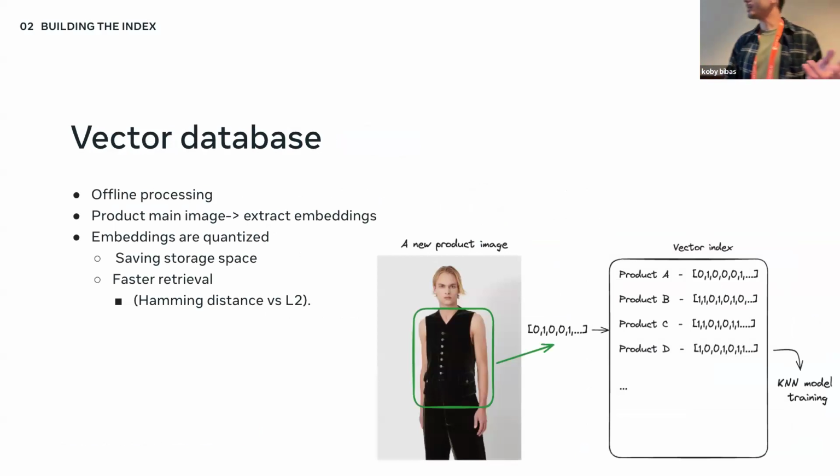Once we have all the products, we are indexing them in a vector index. Basically, we detect the most prominent object in the product image and extract embeddings. You see that the embeddings are quantized, like in bits, because we want to save storage and we want fast retrieval, because Hamming distance is cheaper than Euclidean distance. So in the index entry, we have products and their main image embeddings, right? And we train a KNN model on top of it for faster retrieval.